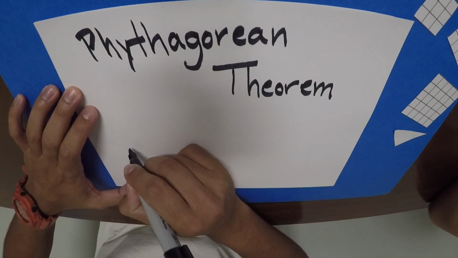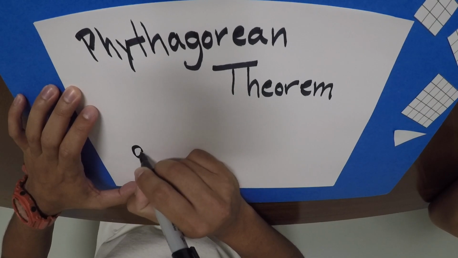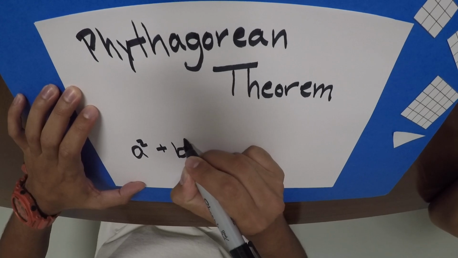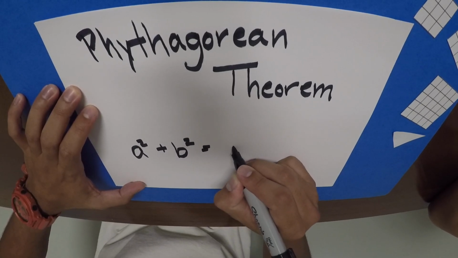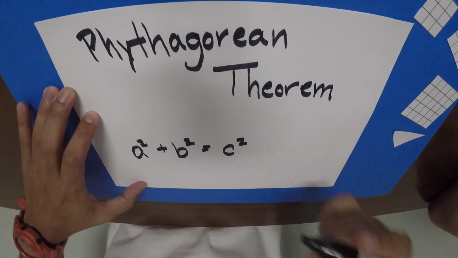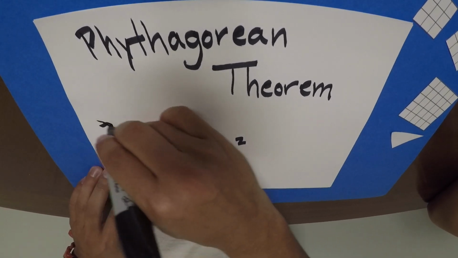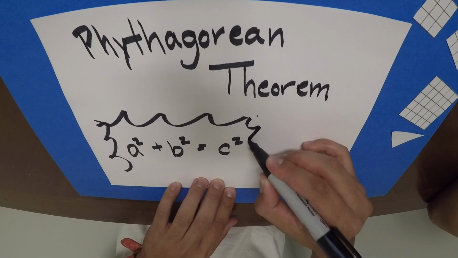So we know that the formula is a squared plus b squared equals c squared, right? So we know this is the formula. Let me make it nice and pretty for you guys.